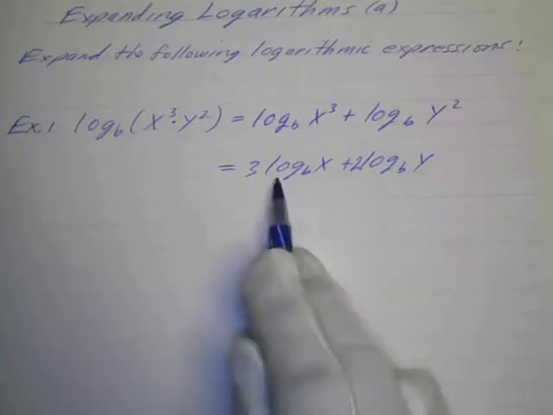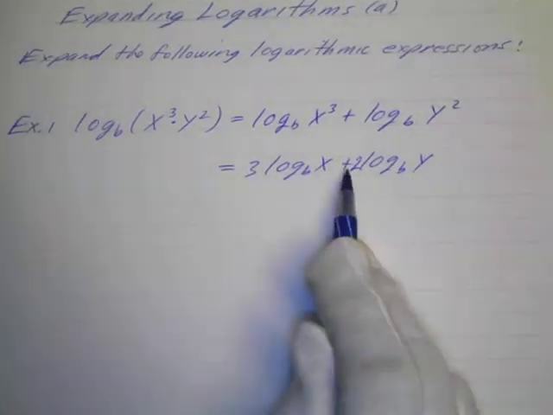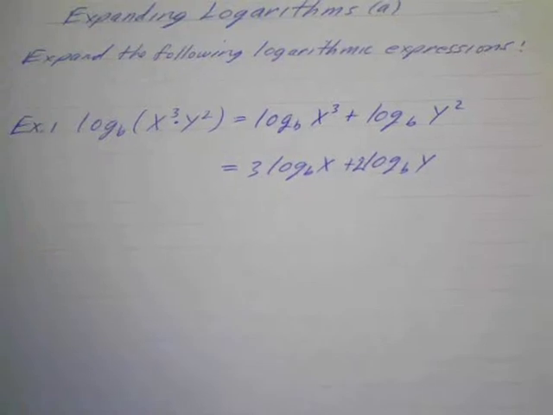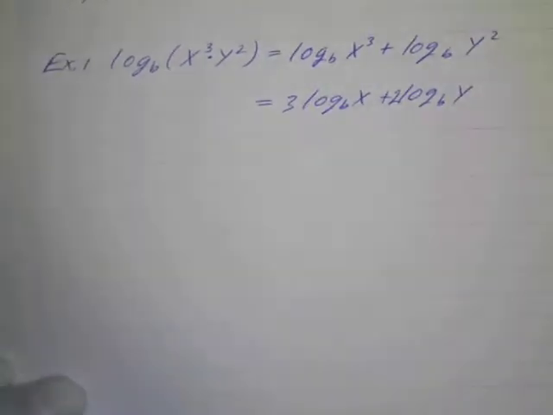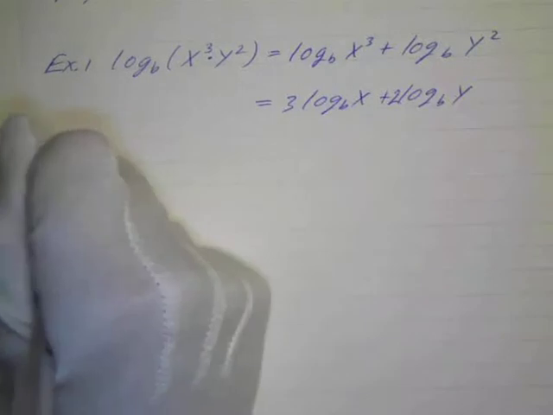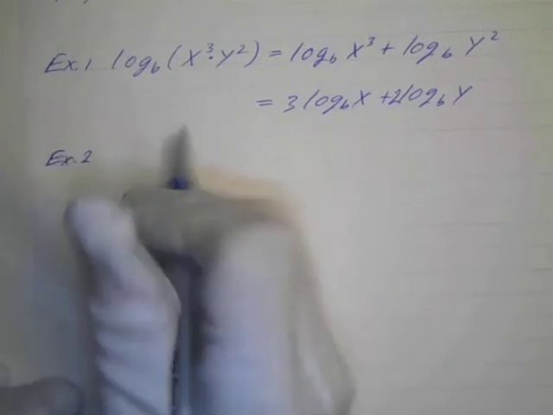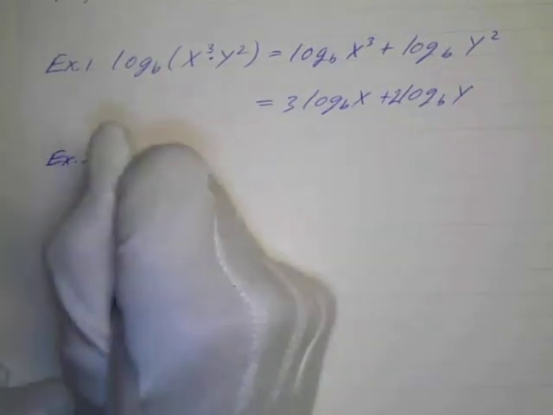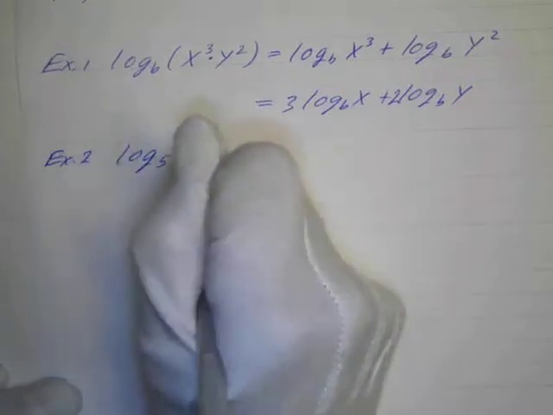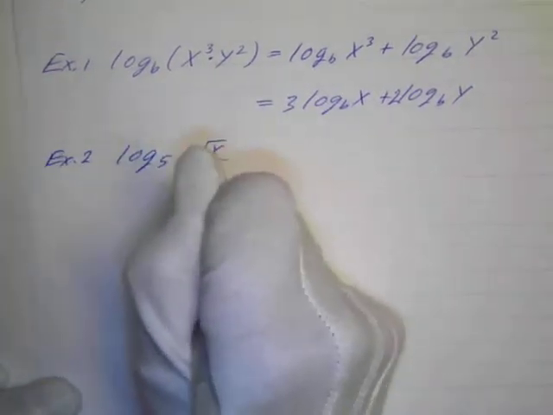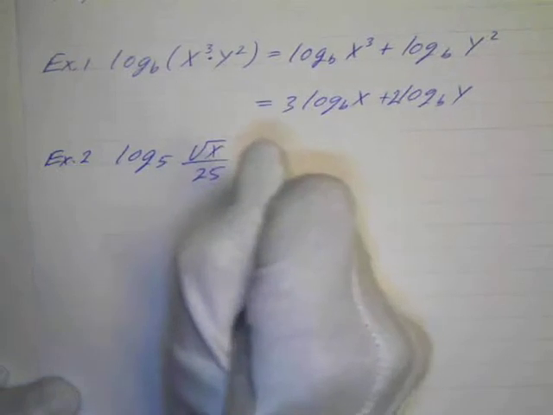So we basically have log of something in some configuration. So that's how we expand. Let's try another example. Example 2. Log to the base 5 of the square root of x over 25.